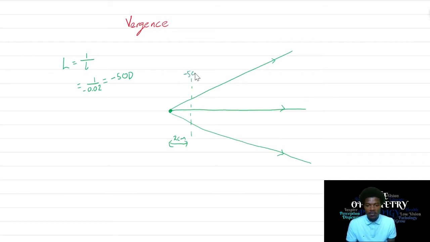So minus 50. But just to show you, as the light goes out, the vergence will decrease. And to show that, if we go, let's say, about 10 centimeters, once we plug that into the formula here, we have 1 over minus 0.10. Again, remember to put this in meters. You'll get minus 10 diopters. So as you can see, it will continue to decrease in this direction.